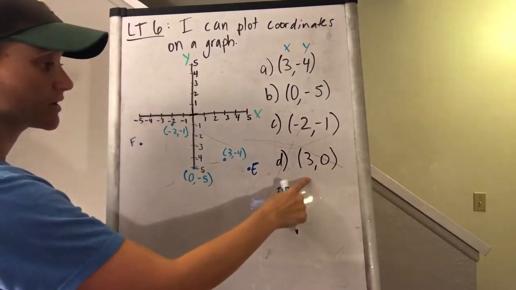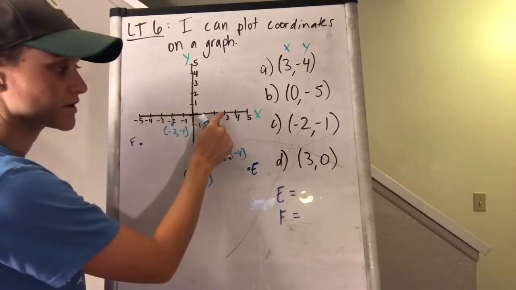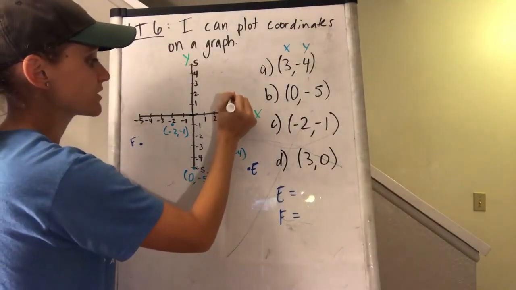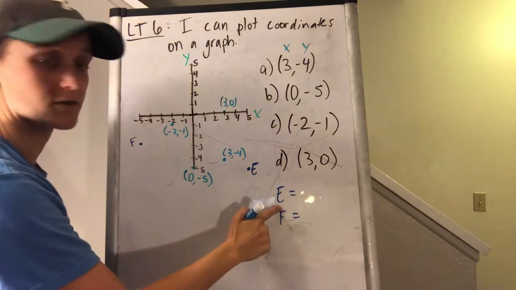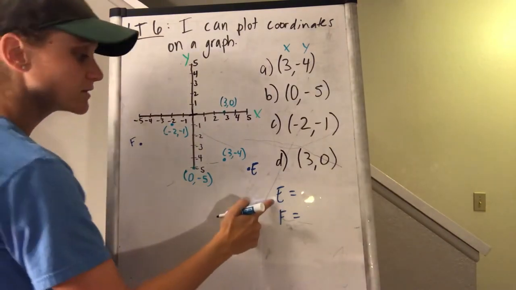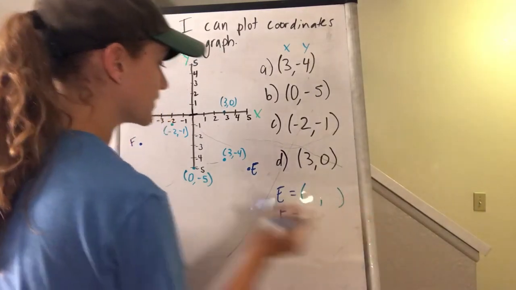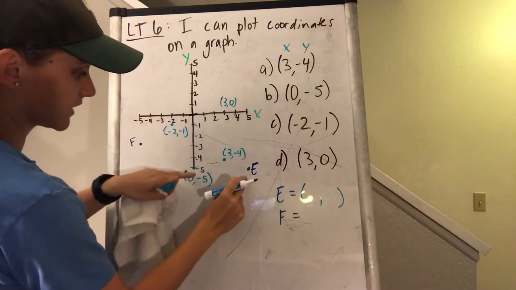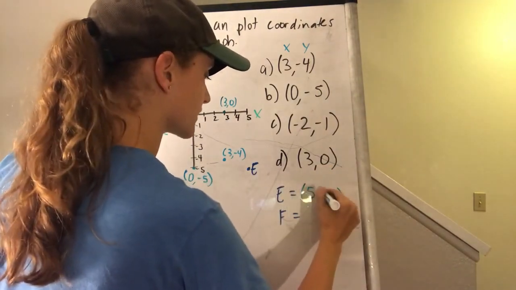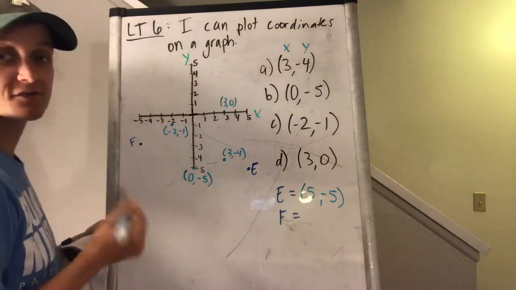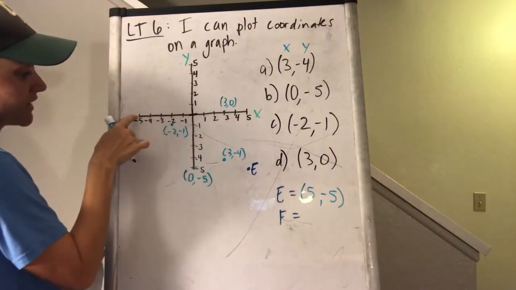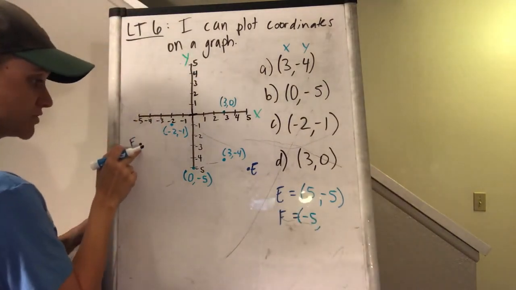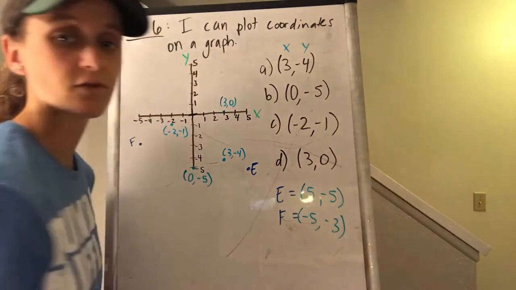All right, for D, it's 3, 0. So I go over 3 in the x direction, and then I don't do anything in the y. I'm just going to stay on this line right here. So that's 3, 0. And for the bottom here, if I want to write the coordinates of E, I'm going to go in the x direction, I went over 5, and then in the y direction, I went down -5. So that's 5, -5. For F, same idea. So I went -5 in the x direction, and then I went down to -3, so that point would be -5, -3.